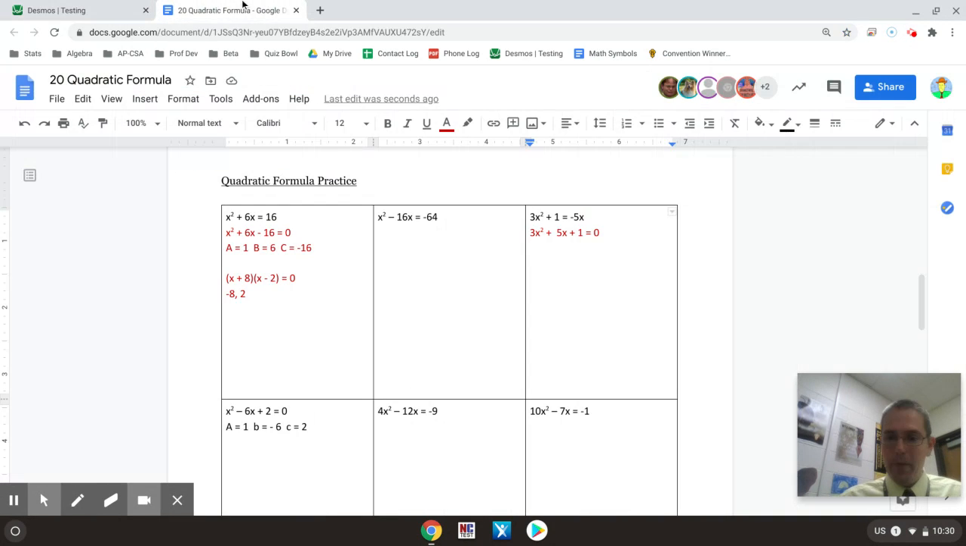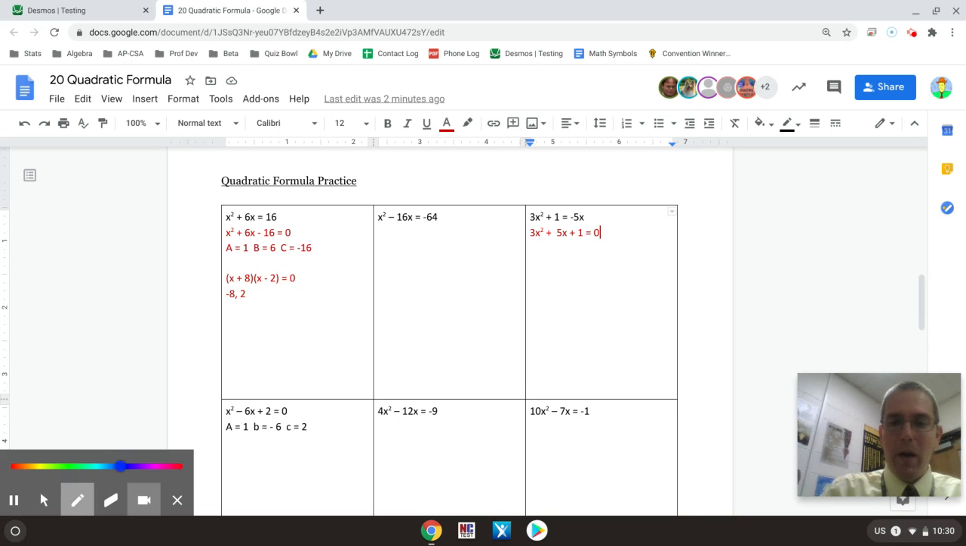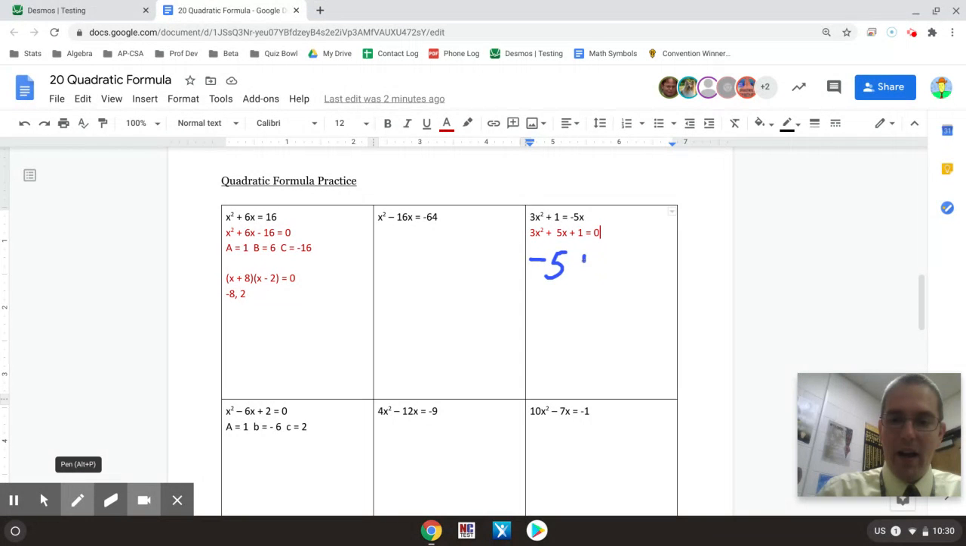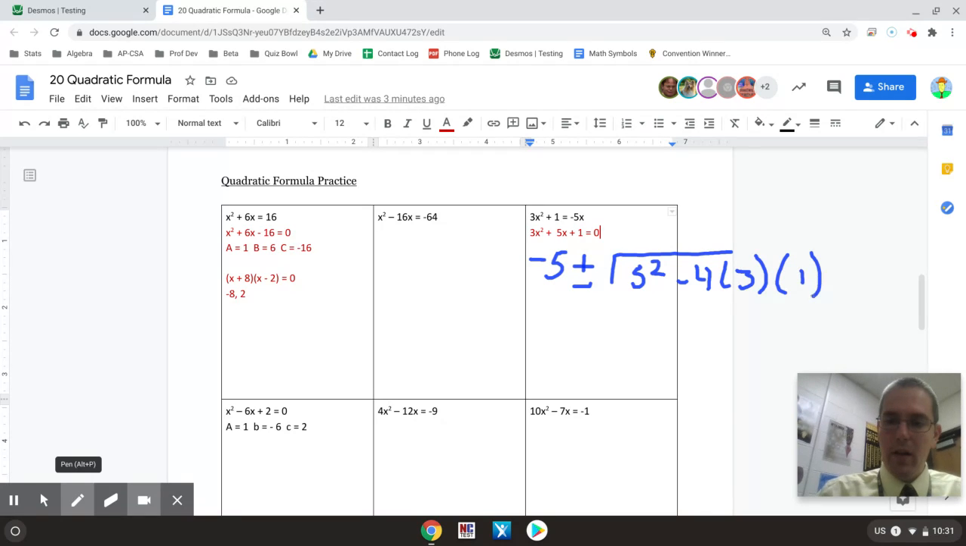So here we go. Quadratic formula is negative b plus or minus the square root of b squared minus 4ac, all over 2a. So negative b would be negative 5, so negative 5 plus or minus the square root of b squared, so 5 squared, minus 4 times a would be 3, c would be 1. All of it should be over 2a.